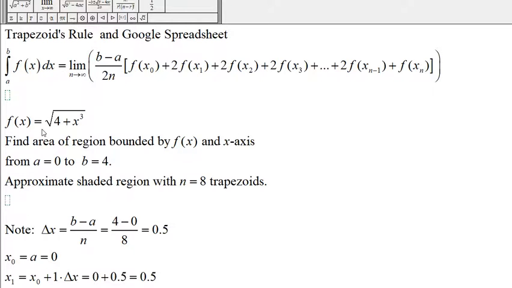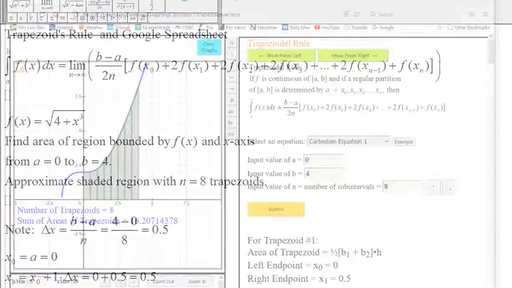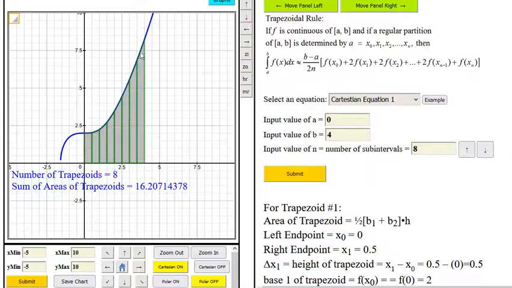Here we have the function f of x equal to the square root of 4 plus x to the third. And we want to find the area bounded by this graph and the x-axis from 0 to 4. And we want to approximate the shaded region with 8 trapezoids. And so this is what the graph of the function looks like, filled with 8 trapezoids. And so we want to know what is the approximated area of the shaded region.